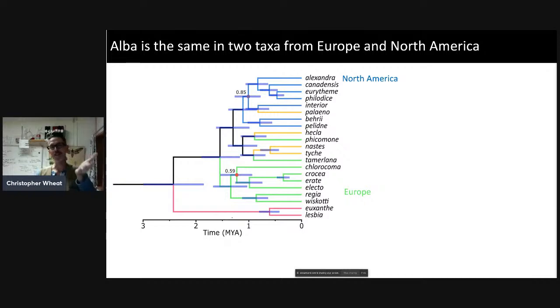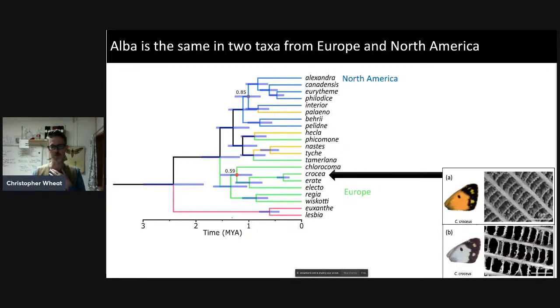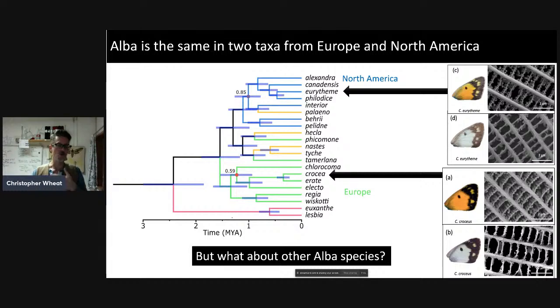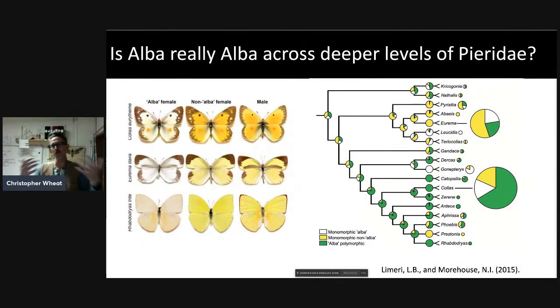So it looks like Alba is the same in taxa from North America and Europe. For Europe, it maps to near the BARH1 gene. In North America, it maps to the exact same place. But what about the other Alba species in our data set? And here, I'm really going to leverage the power of having genomes for all these species. And we're really going to get back to this early question of, is Alba really Alba across other species, right?